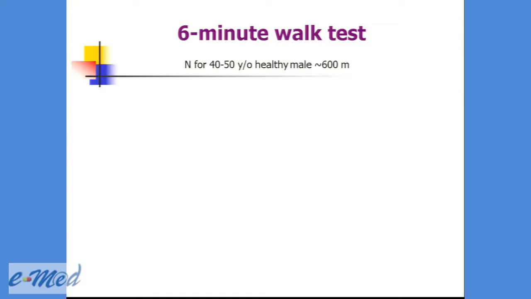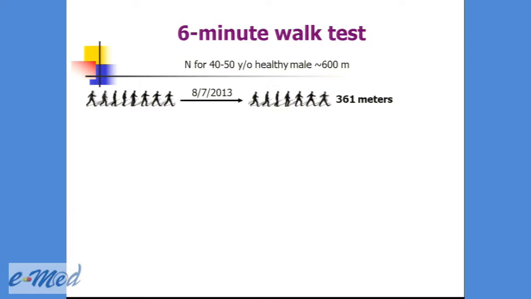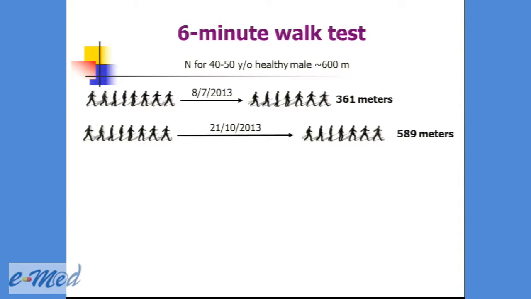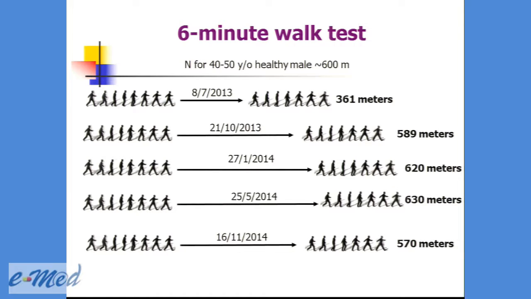Clinically, we can use the 6-minute walk test, and for a 49-year-old guy like him, the normal value is around 600 meters in the 6-minute walk. On his presentation, a few days after he started treatment, he could walk 360 meters. 3 months later, he almost doubles it and maintained his good walk distance throughout his follow-up.